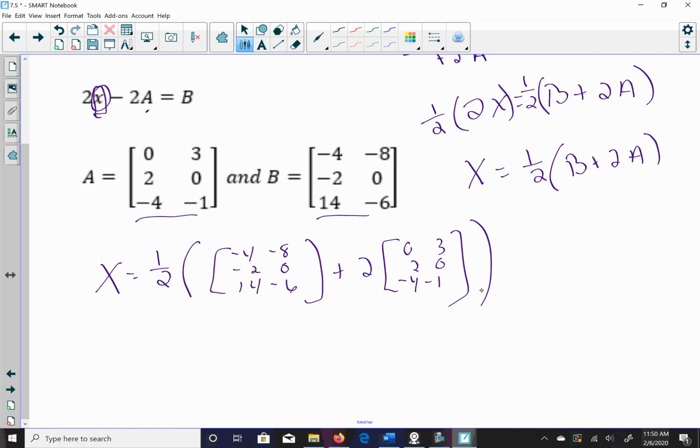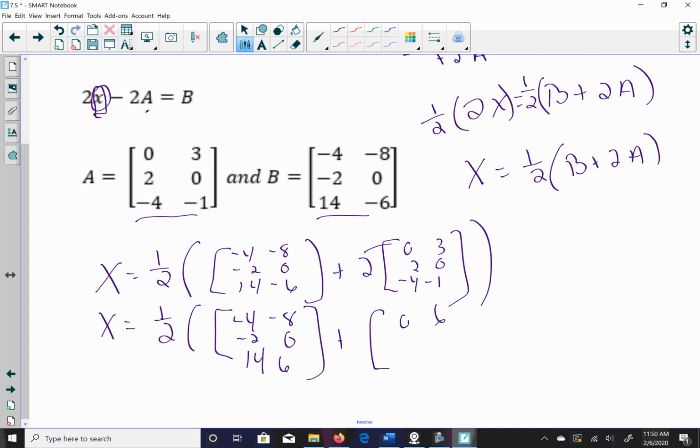So the first thing I'm probably going to do, according to order of operations, is distribute the scalar inside this second matrix. I'm going to have X is equal to 1/2, and this matrix is just going to come down. Oh, and that's actually a +2. No, that's a -2. And then distributing the 2, I'm going to have 0, 6, 4, 0, -8, and -2. Now I'm going to add those two matrices.